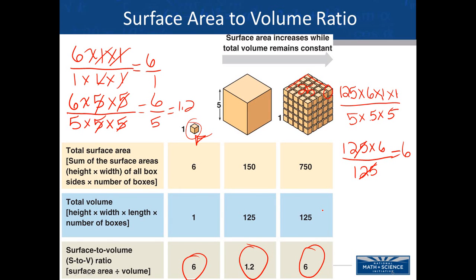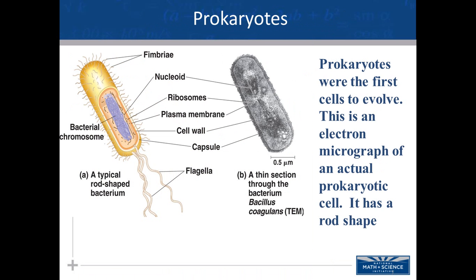So if you take something that has a larger volume and divide it into smaller compartments, you're going to increase the surface area. So now you understand why you are made out of trillions of cells instead of just being one nice big cell. So the first cell we want to look at are those prokaryotic cells.